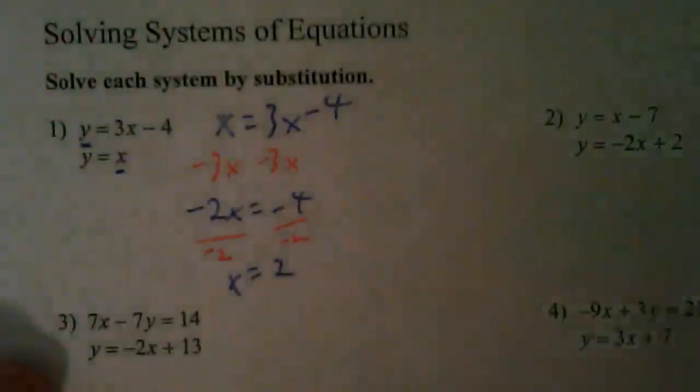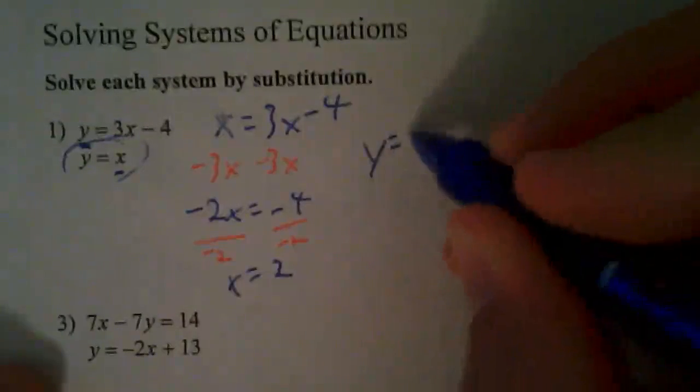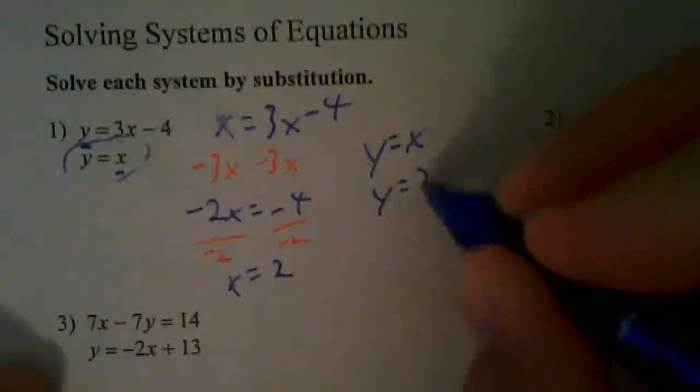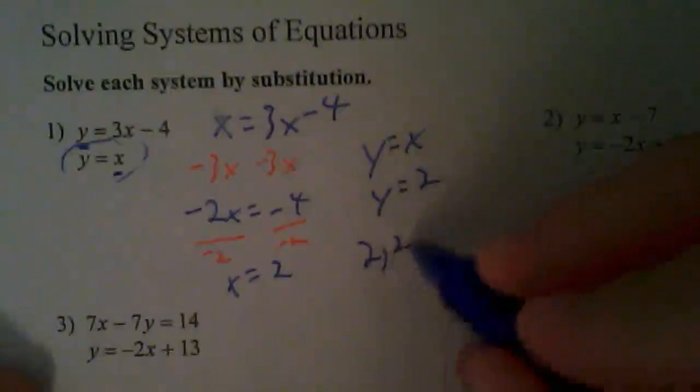Now, since x and y are equal, if you plug that into that x value, y would also be equal to 2. So again, these two are equal. Therefore, y is also equal to 2. So our coordinate point would be at 2, 2.